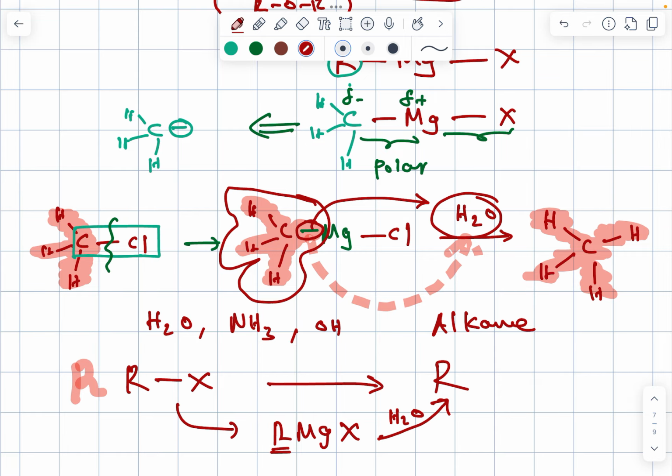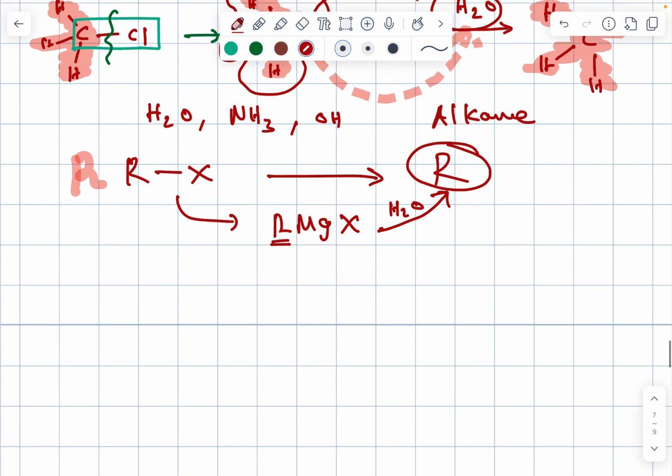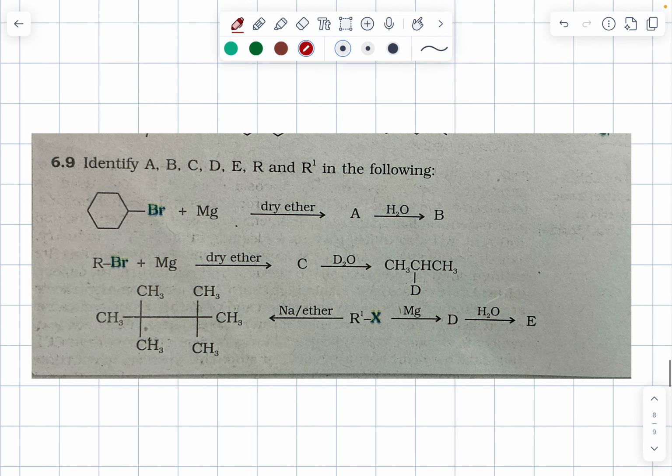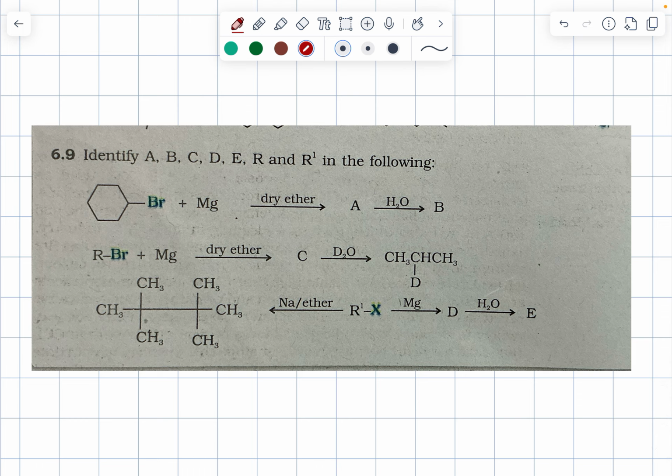So this is the main product of the hydrocarbon derivative. This is one of the shortcuts. Now here I am showing the questions from the NCERT book, 6.9 intext question. Identify A, B, C, D, E, R and R dash in the following.